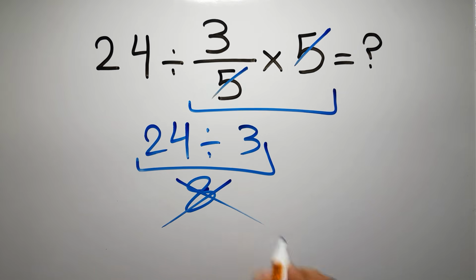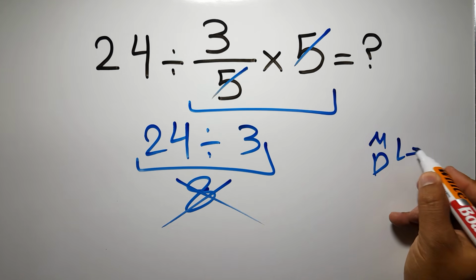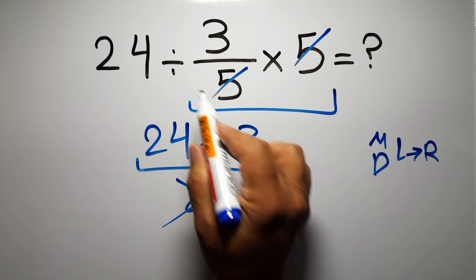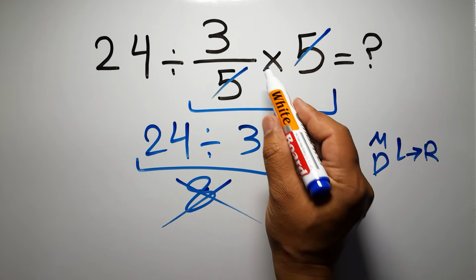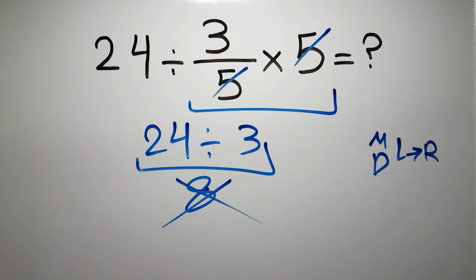But this answer is not correct, because according to the order of operations, multiplication and division have equal priority and we have to work from left to right. So here first we have to do this division, not this multiplication. If you do this multiplication before this division, it is wrong.